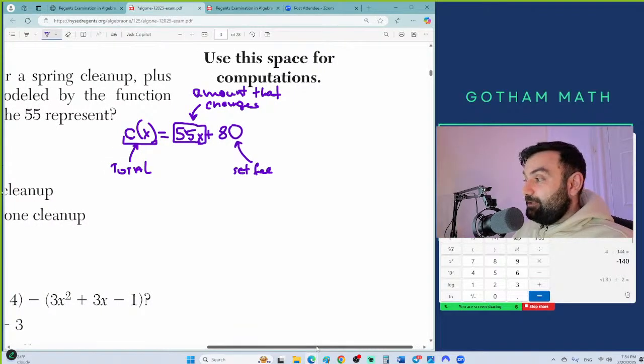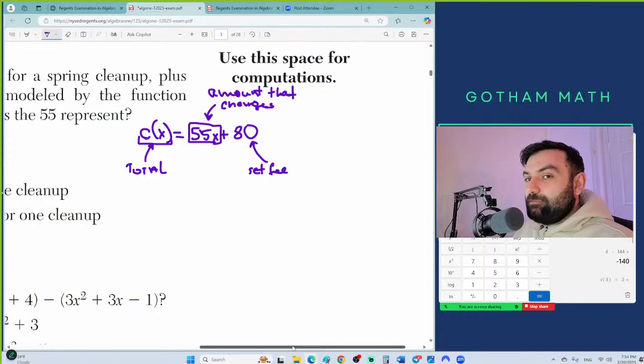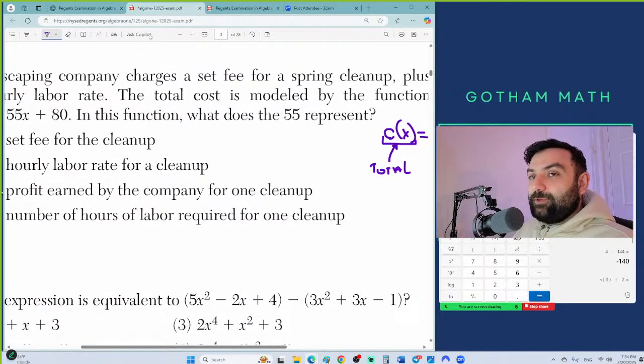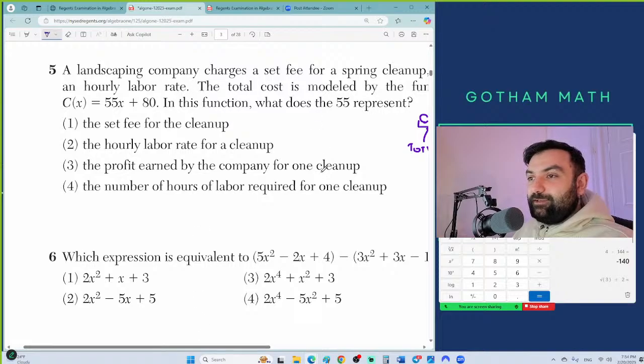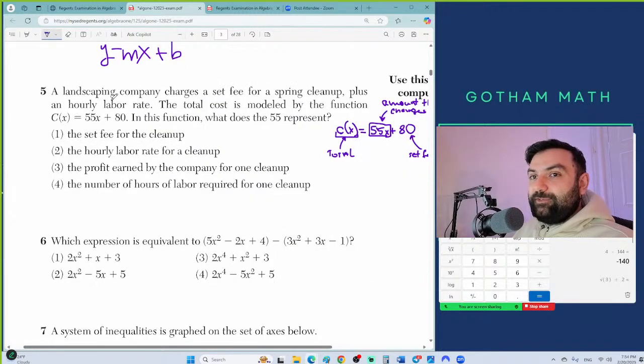I'm breaking this down in such small detail because it always goes like this. If you remember this setup, no matter what words they put in the problem, cars, plumbers, hourly rate, landscaper, they just change the story, but the idea is always the same. So what does the 55 represent? It's how much this landscaping company charges hourly.